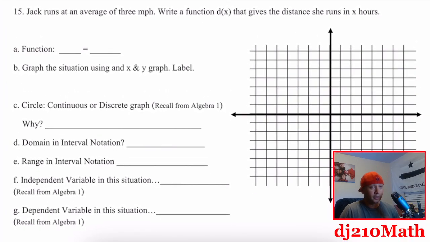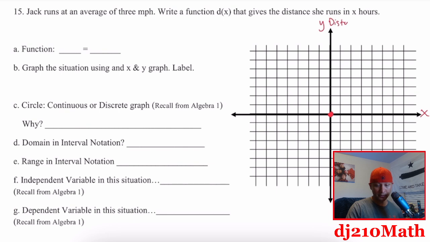All right, here we go. Jack runs an average of 3 miles per hour. Write a function d of x that gives the distance she runs in x hours. So Jack is a girl. We're going to start at 0 because she hasn't run yet. Now on an average of 3 miles per hour. So if we label our axes, I guess we could have done that first actually. So y and x, 0, 0 is still on there, regardless.